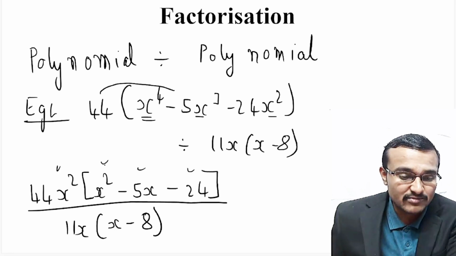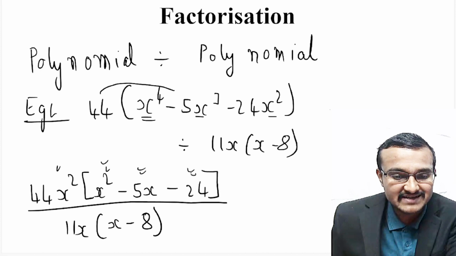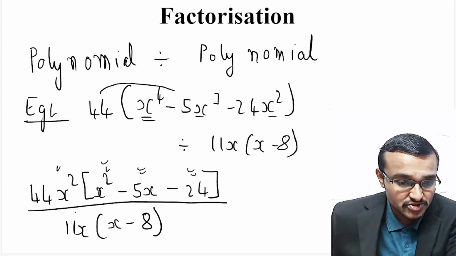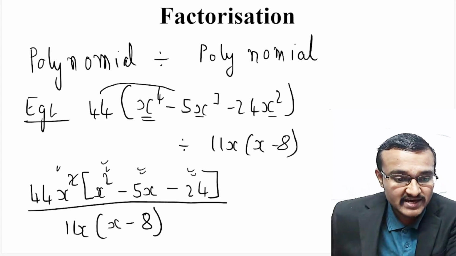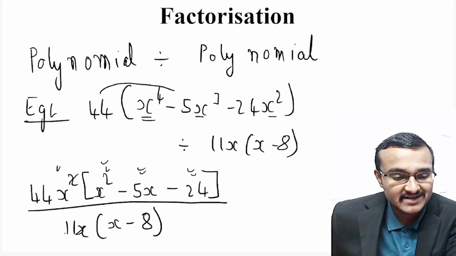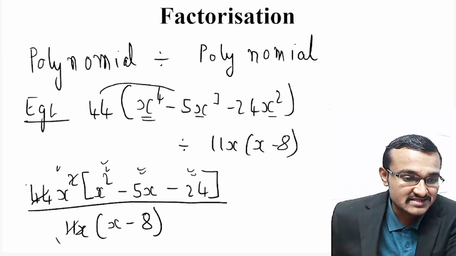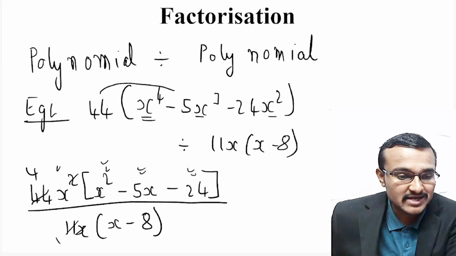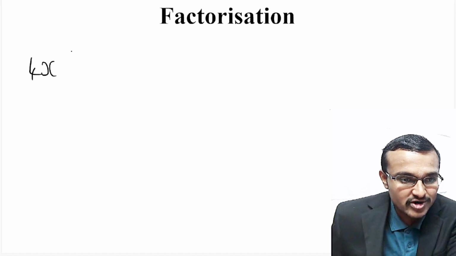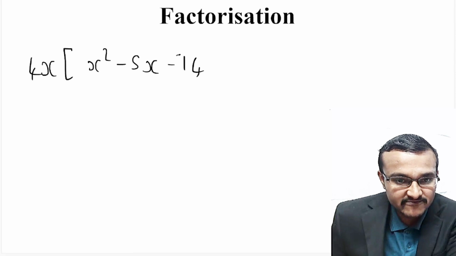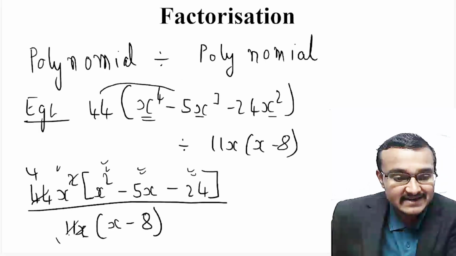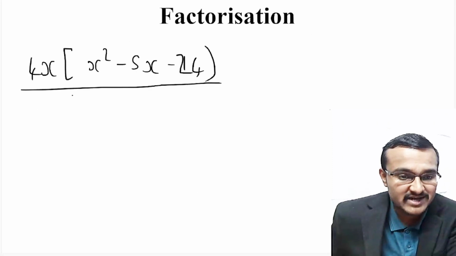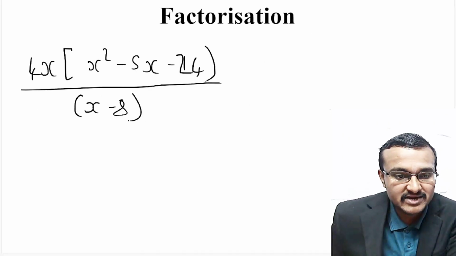So always you should take common among the terms which are there in the polynomial and then you should perform division. So here you can see 1x in x square can get cancelled with the 1x present in the denominator, and 11 is there, so 11 ones are 11, 11 fours are 44. So the answer you are getting is 4x into, inside the bracket, x square minus 5x minus 24, divided by, since you have cancelled this particular x and 11, now you have only x minus 8 in the denominator, so x minus 8.